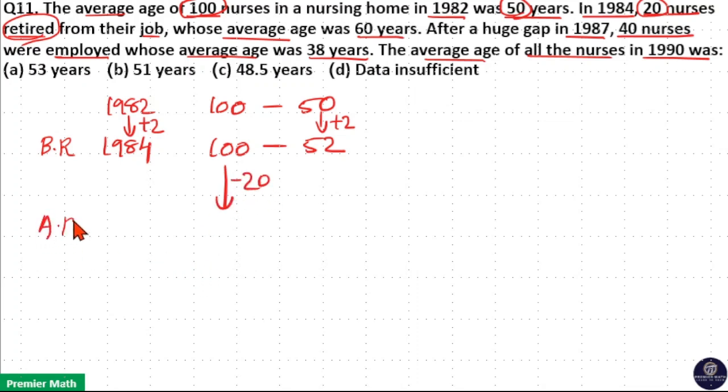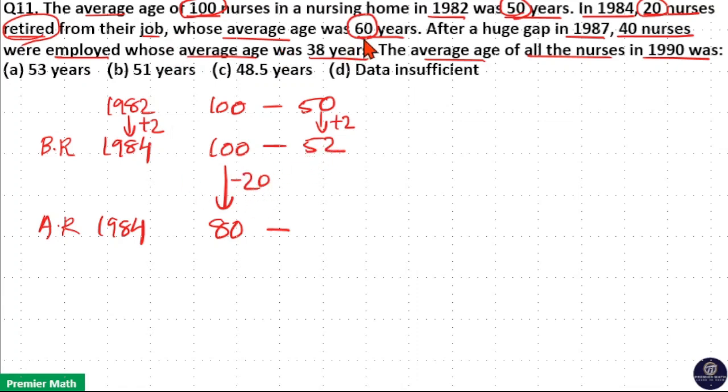Now, after retirement of 20 people in 1984, employees will become 100 minus 20, 80. So, the average age of these 80 people becomes 52 minus the decrease in average. So, we need to find out the decrease in average here. Here 20 people retired and their average age was 60 years. But previously these 20 people were included in the 100 and their average was 52.